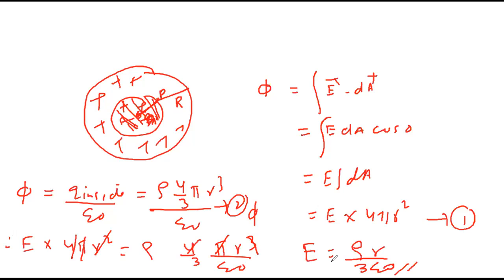Rho r upon 3 epsilon naught is there, na? In C. One minute. Have you followed this? Yes, sir.